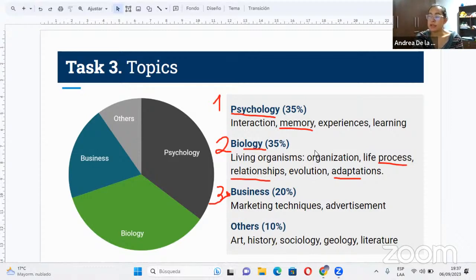And obviously, there's a small chance that you can have something different. So you can have art, history, sociology, geology, literature. Those are some examples, but you can have other things as well. But this is very, very uncommon. I don't think you will have one of these. But don't worry, because it's still the same structure, and we will practice it. Okay, guys? But those are the three main topics that you get in this question.